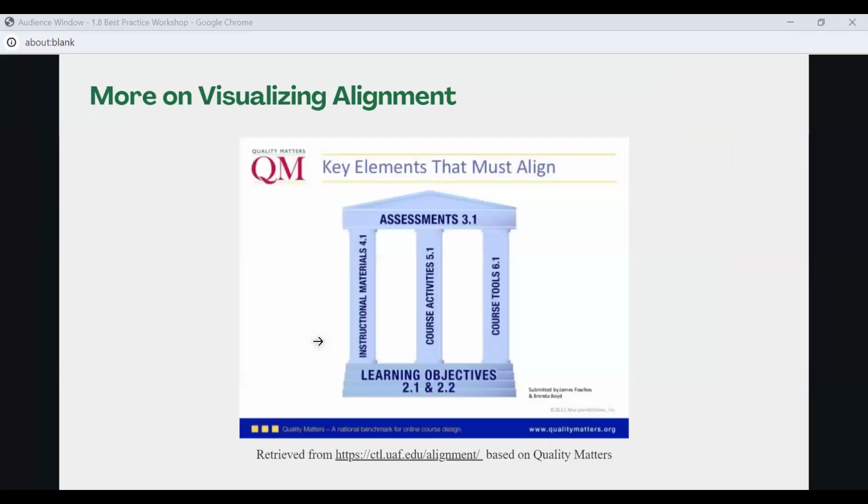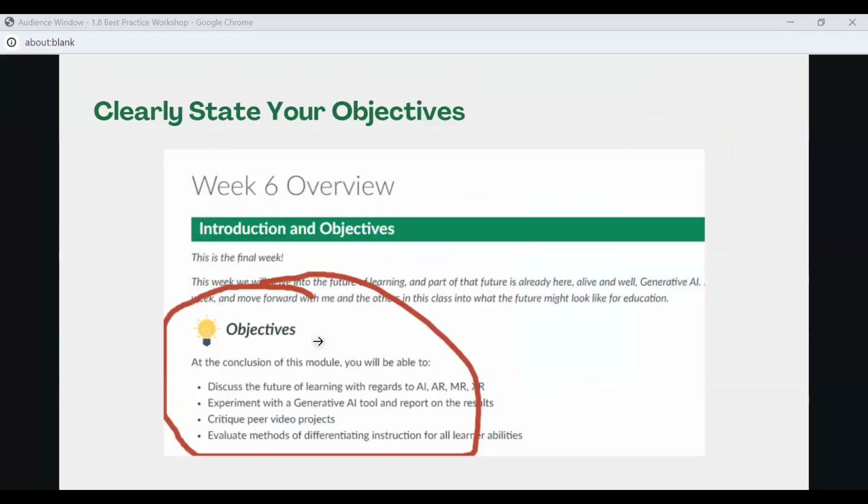And I just realized, oh Lordy, it's 1:28. So I'm not going to talk about this, but it's just another way of visualizing alignment.